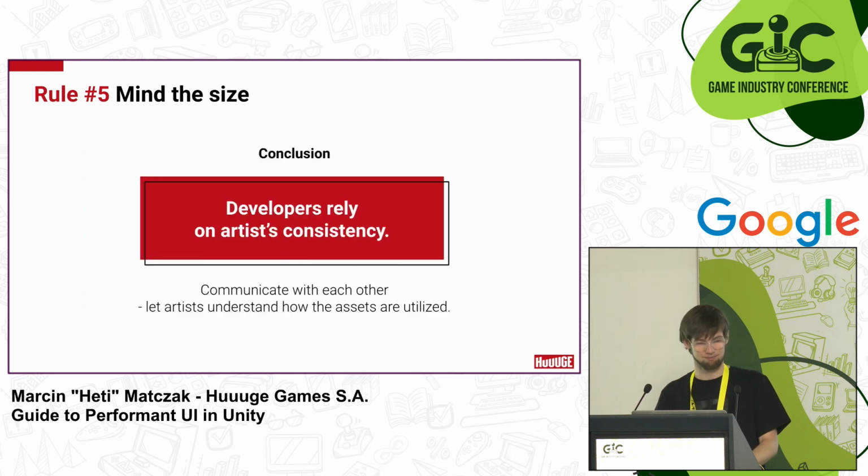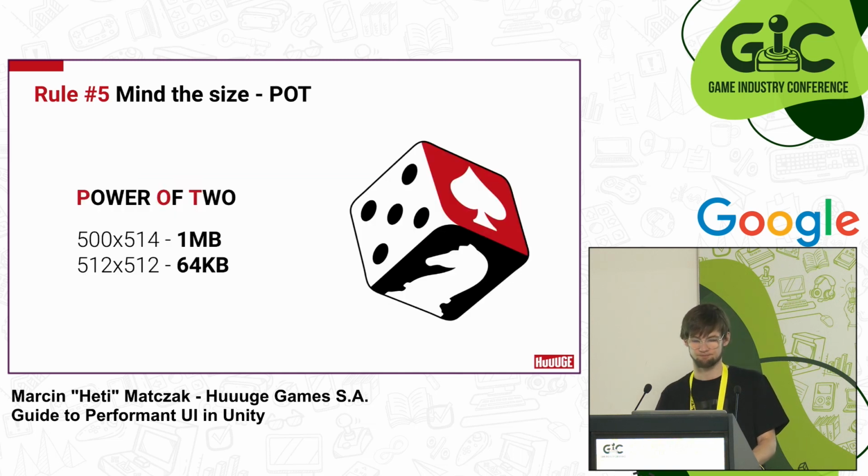And that's what happened. So the conclusion here is that developers rely on artists' consistency, and we should all communicate with each other. Like I said, artists should understand how we utilize their assets. So a change in aspect ratio or size may affect the project and cause some problems to the developers.